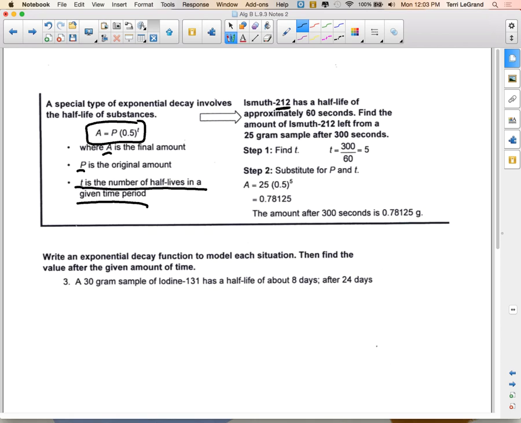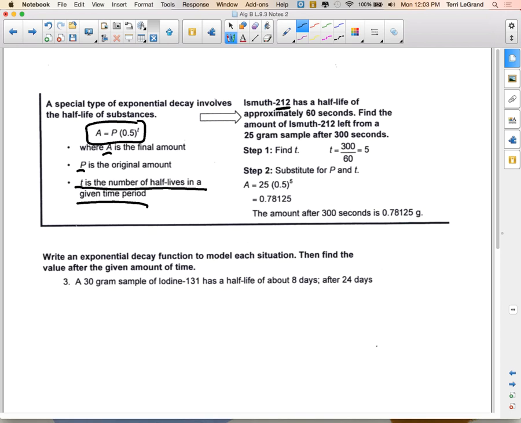What does half-life mean? After 60 seconds, half of what was there to start with will be left. After another 60 seconds, half of that amount will be gone and only half of it will be left. After another 60 seconds, half of that amount will be gone again. So it keeps decreasing, the substance decays, and we don't have as much left.